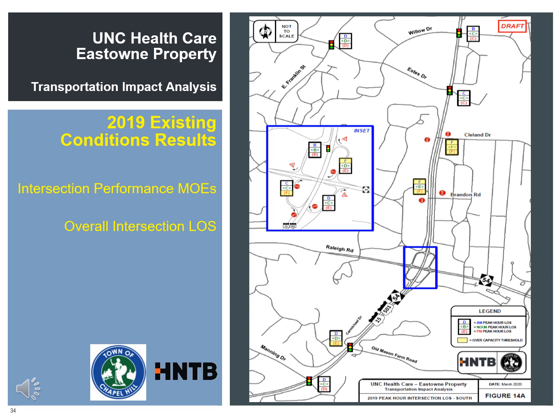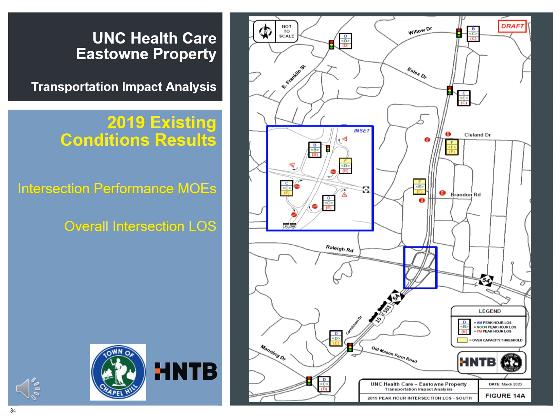The next several slides give a schematic view throughout the study area network of our intersection level of service results. The schematics show intersections where a signal is located or two-way stop controlled intersections are located along the corridor. The graphic on this slide pertains primarily to the southern portion of the corridor from Manning Drive up through Estes Drive and Willow Drive along the 15501 corridor.